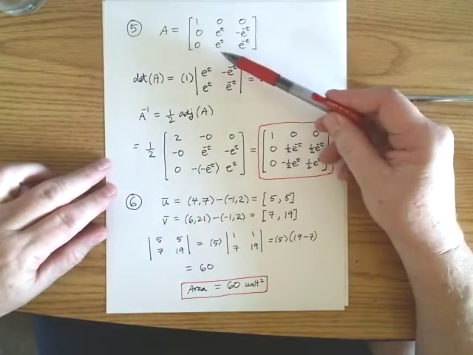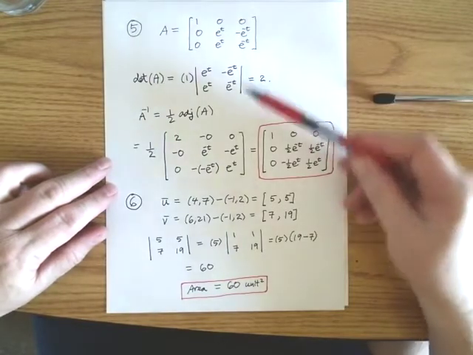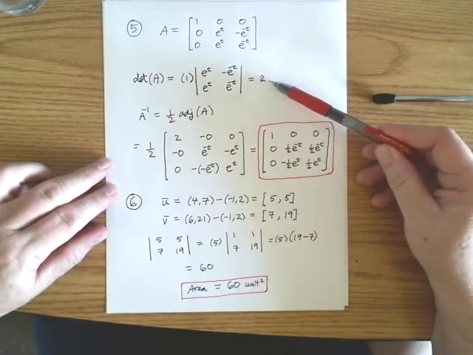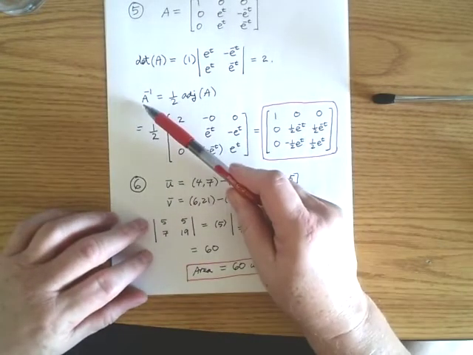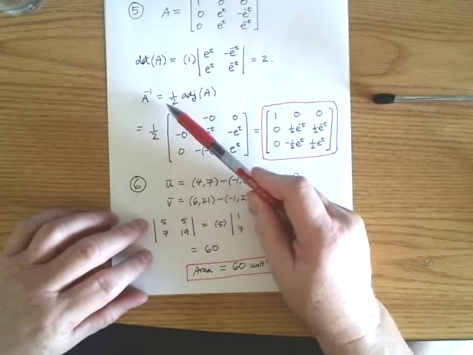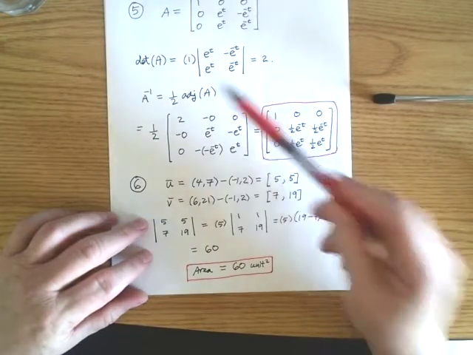You either expand across the first row or first column, and you're just getting 1 times what? The determinant of this submatrix here, this minor. Okay, and I got a determinant of 2. Okay, so that's what I did. The inverse: A inverse should be the reciprocal of the determinant of A times the adjugate of A.